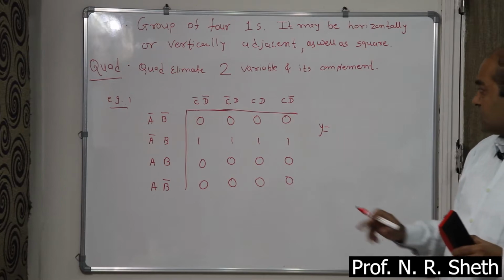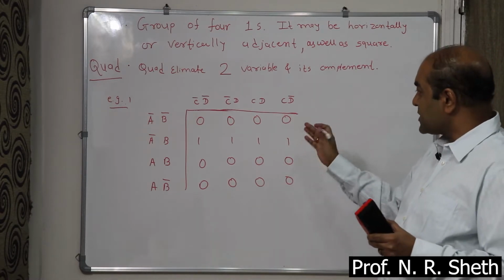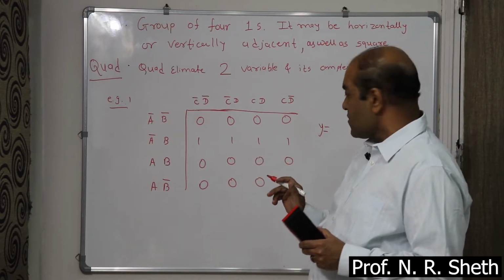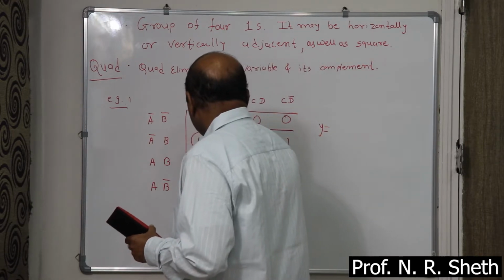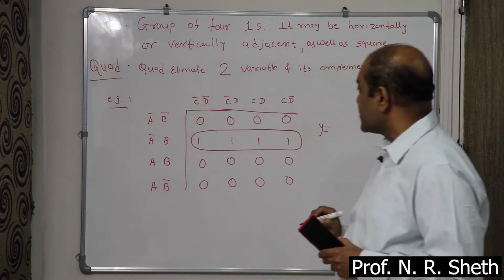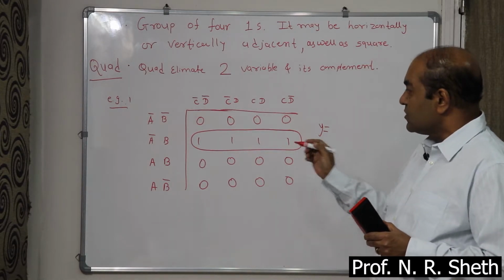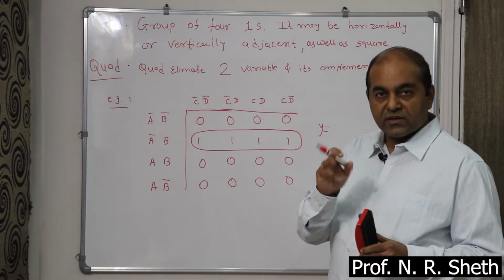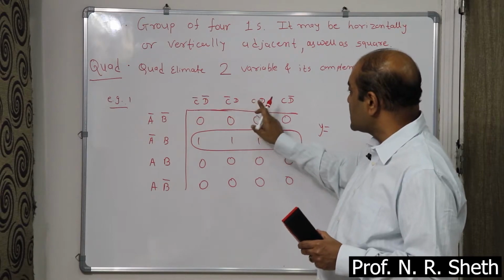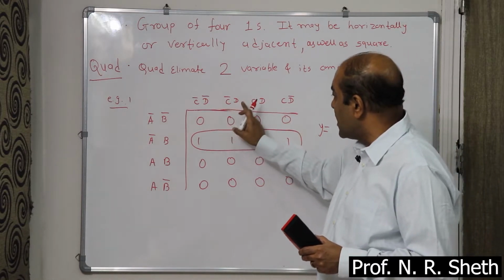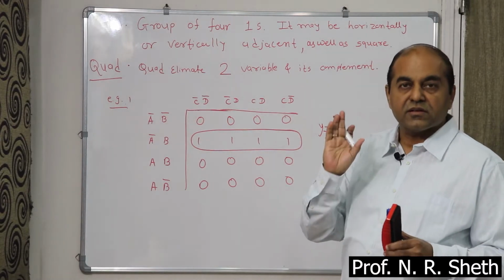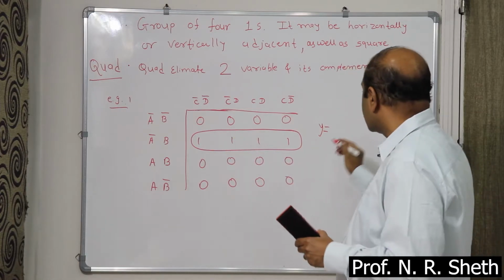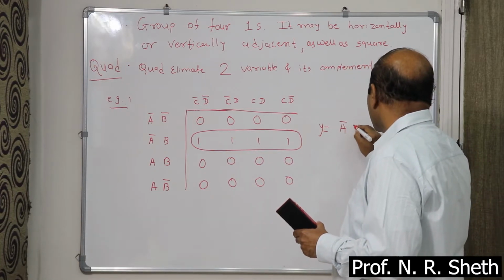In one particular case, your K-map is like this. Here we have four ones in horizontal adjacent positions. So what is the value of Y? C bar, C bar, C, C cancelled. C bar, C bar, C, C cancelled. D bar, D, D, D bar, that is also cancelled. So that means the upper part is cancelled. Only Y is A bar B.